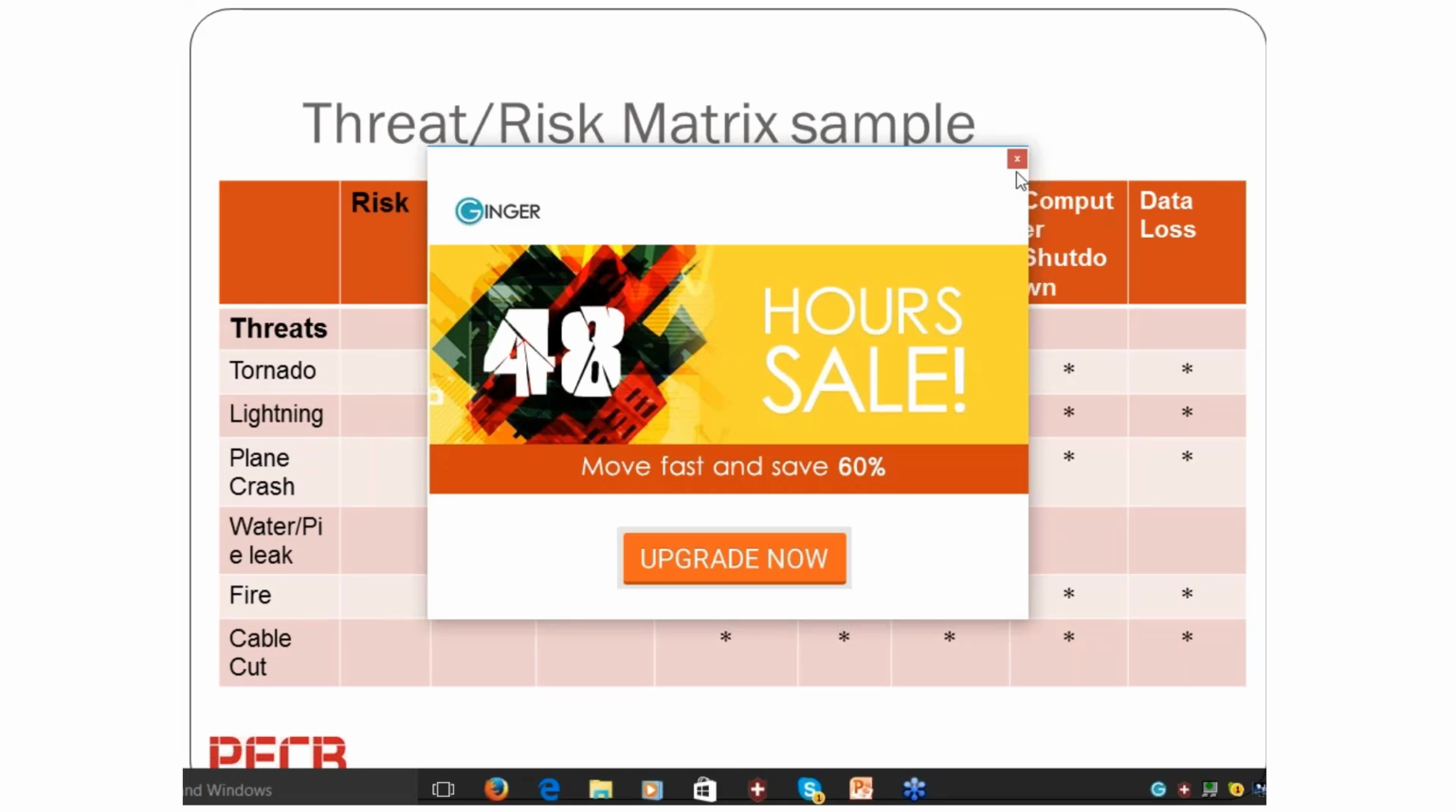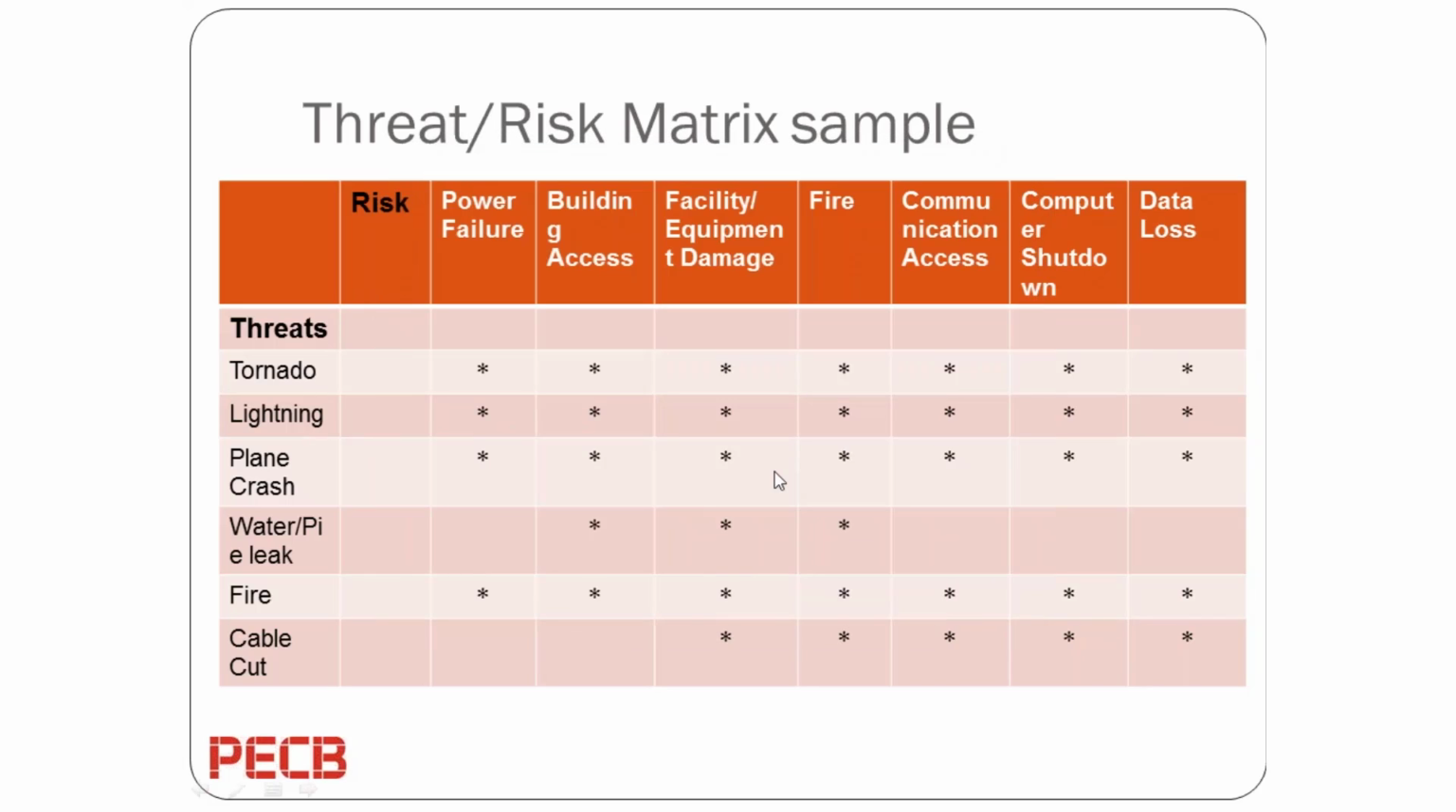And for every one of the risks, depending on your organization, you can now begin to look at what threats this risk will exploit to manifest. You have tornado, fire, lightning, plane crash, water leak, water or pipe leak, fire and cable cuts. So you could develop your own threat and risk matrix based on your own organizational operation in this manner.